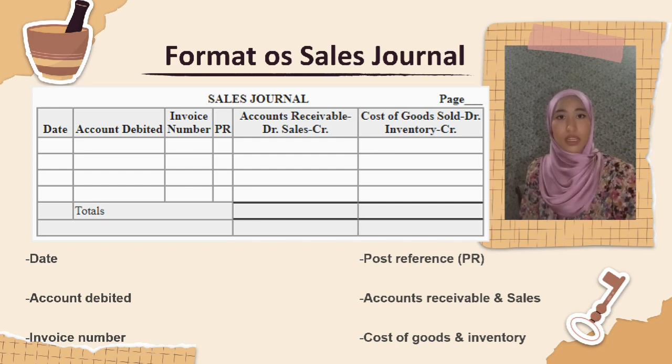the entries are posted. The next one is accounts receivable and sales. In this column, the net amount receivable from customer is written. Lastly is cost of goods sold and inventory. In this column, the cost price of the merchandise sold is entered.